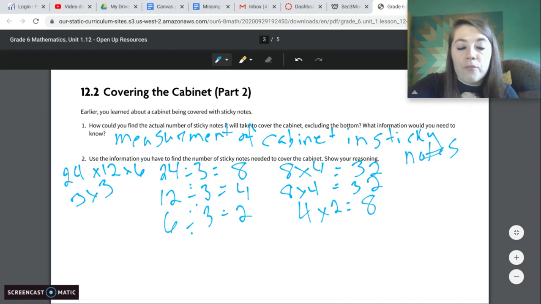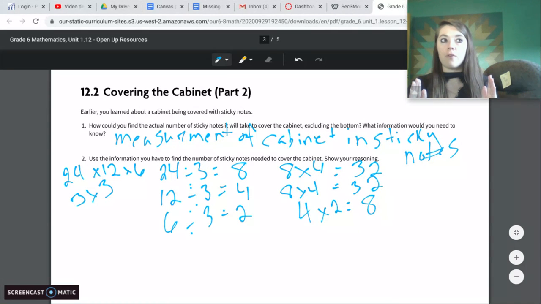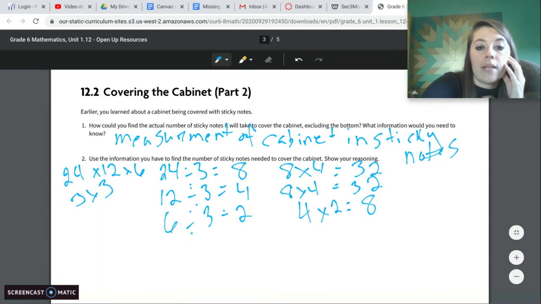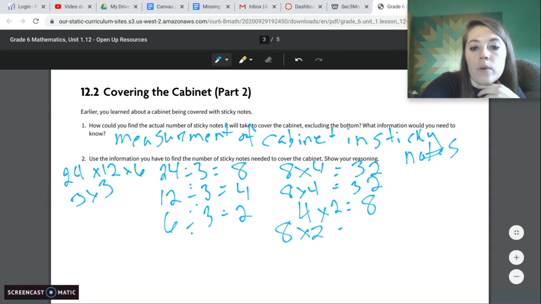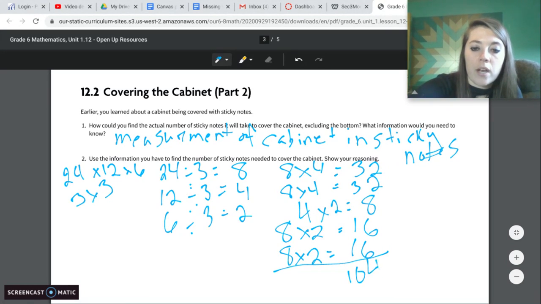Then we're going to have the sides. So we've got 3 sides so far. We need 2 more because we don't do the bottom, remember? So we need the sides, which are going to be the big one, so the 8, and the width, the 2. So 8 times 2, which is 16. And once again, we have 2 of those because there's 2 sides. We're dealing with a 3-dimensional object. So now we're going to take and add all of these together. So we have 32 plus 32 plus 8 plus 16 plus 16, which is going to give us 104.